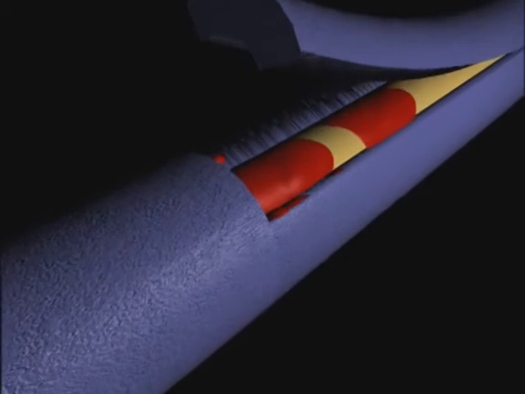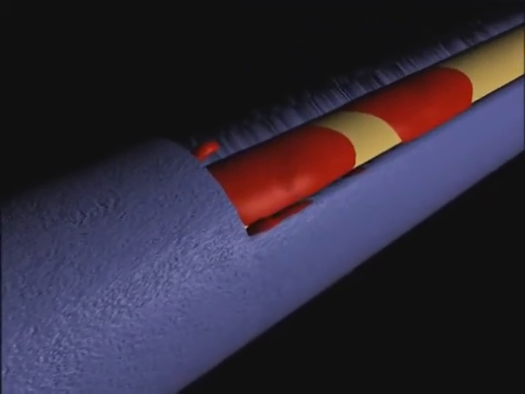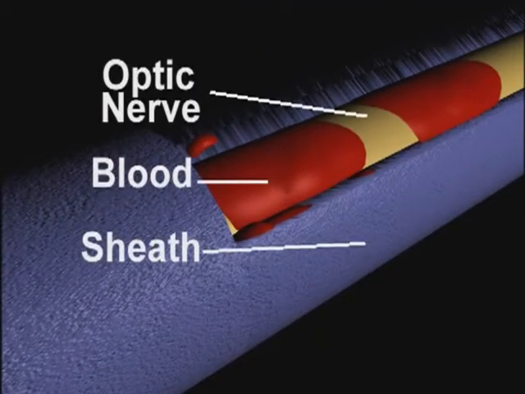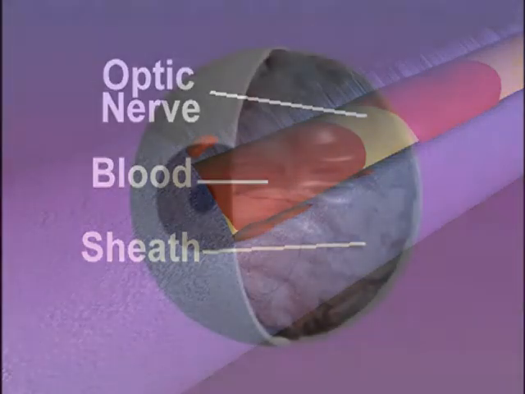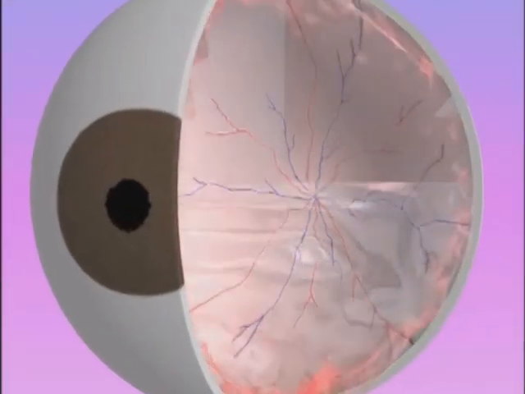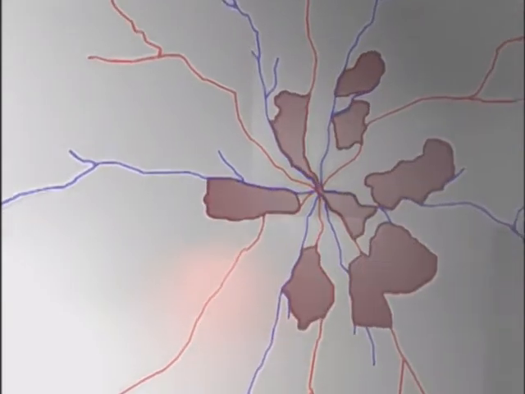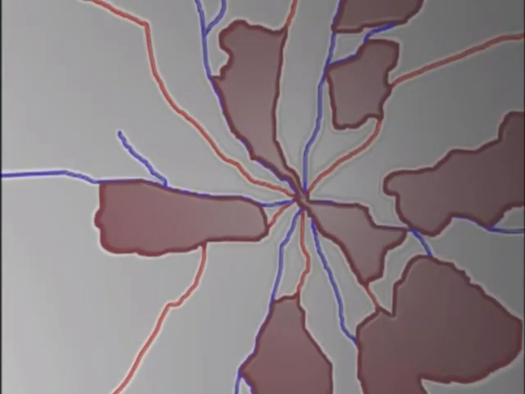A close-up view of the optic nerve with the protective sheath removed shows internal bleeding caused by the shaking trauma. An examination of the retina at the rear of the eye will reveal retinal bleeding.